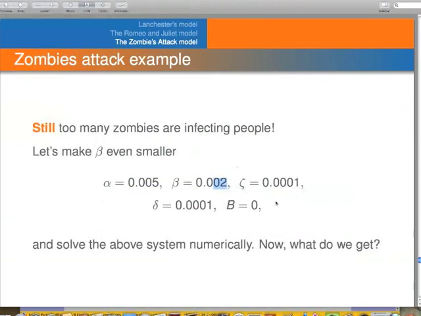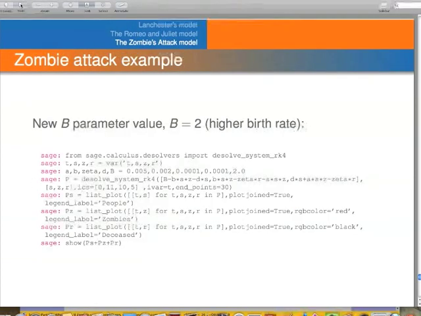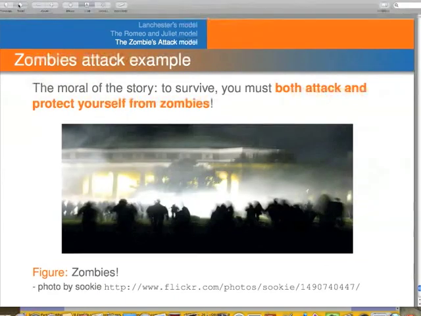But notice, we always had this birth rate be zero, so let's change that. Okay, try b equals 2. All right, now the zombies are dying off, and the death is kind of leveling off, it looks like, and people are surviving and growing, so that's good. So the moral of the story is that you have to attack, and you also have to protect yourself from zombies, and reproduction is important also.